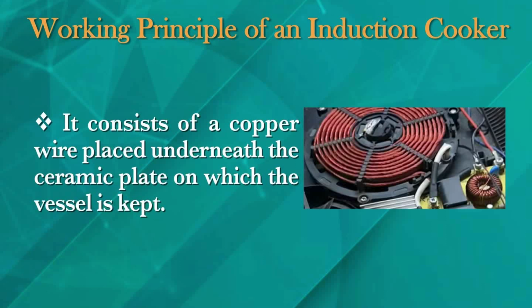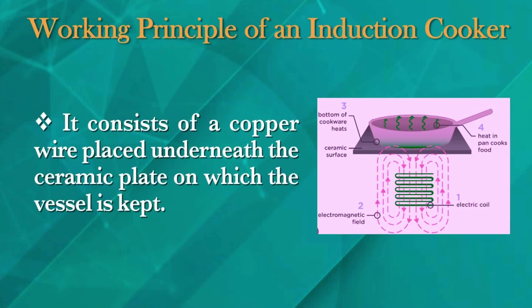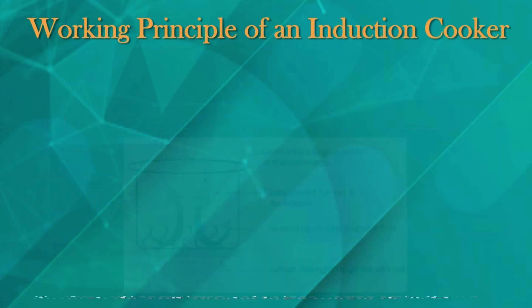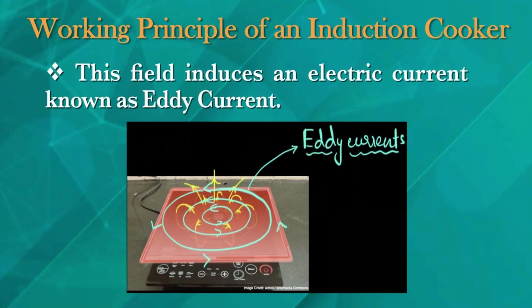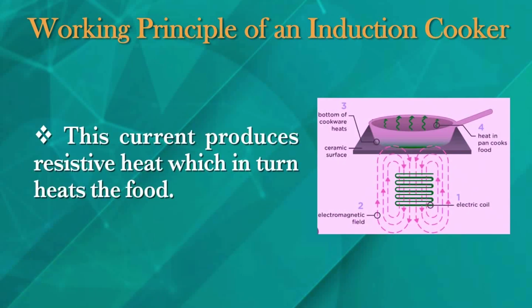The induction cooker consists of a copper coil placed underneath the ceramic plate on which the vessel is kept. The alternating electric current flows through the coil, producing a magnetic field. This field induces an electric current known as eddy current in the plate. The current flowing in the plate produces resistive heat, which in turn heats the food. This ensures that the ceramic plate on which the cooking vessel is placed does not get heated in areas other than that below the cookware.